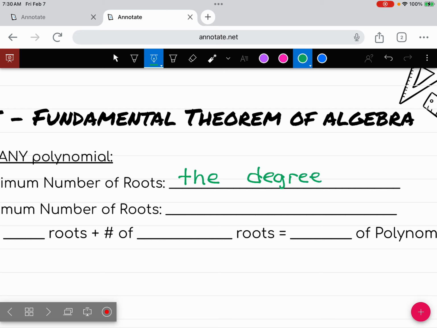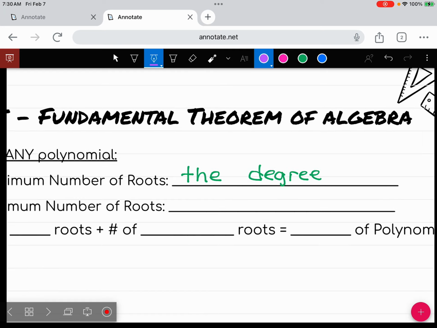So on a quadratic, on an x squared, we will only get 2 roots at the very, very most. On a cubic function with a power of 3, we will only get 3 roots. That is the very, very most we can get. On a 4th degree polynomial, the most number of roots we can get is 4. So the most roots we can have is our degree, is that power. The minimum number of roots depends on one thing. Depends on whether it's even or whether it's odd.